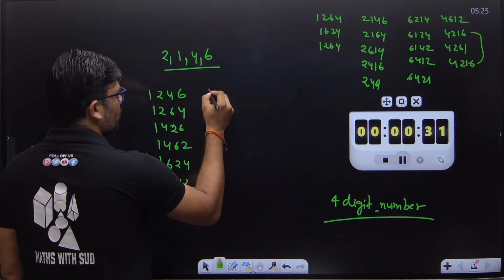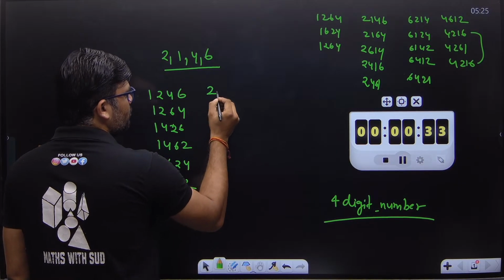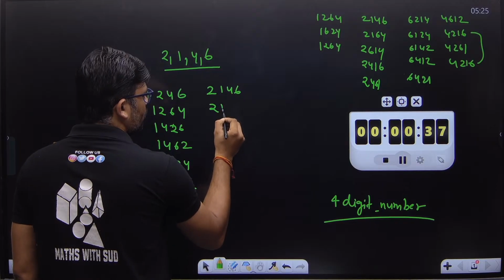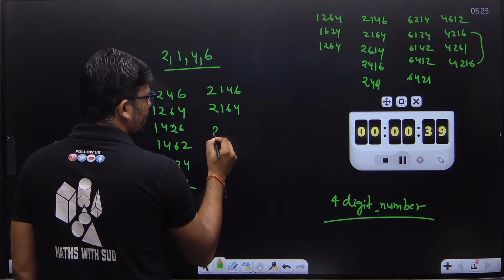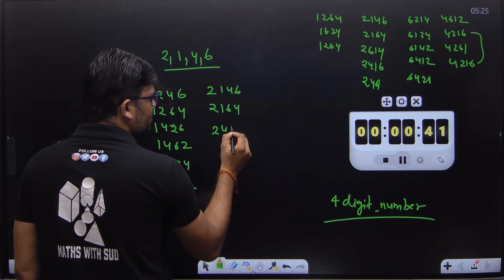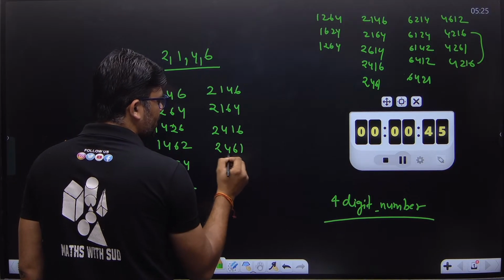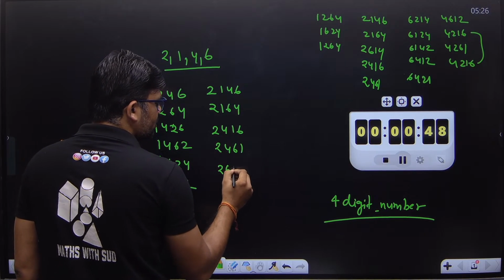Let us take 2 now. So fixing 2 now, going from smaller to greater. So 2146, 2164. Then replacing 1 by 4, so 2416. Then 2461. Then 2614.